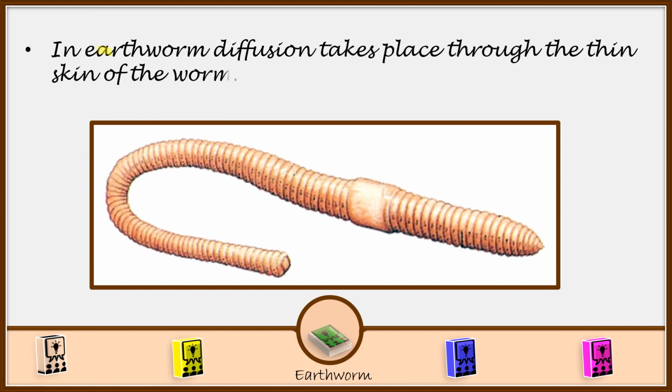The earthworm: diffusion takes place through the thin skin of the worm. When you look at the earthworm, it has a thin skin, and because its skin is thin, gases can easily diffuse inside through the skin.